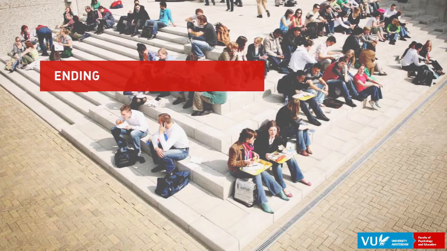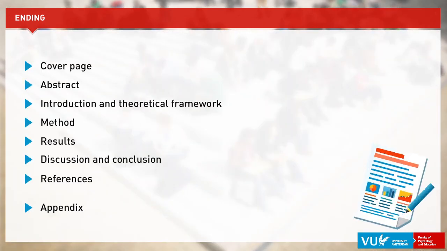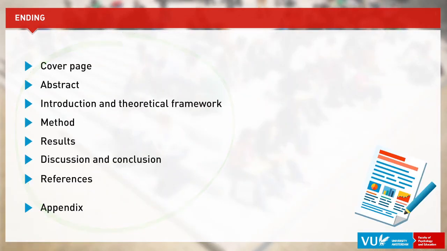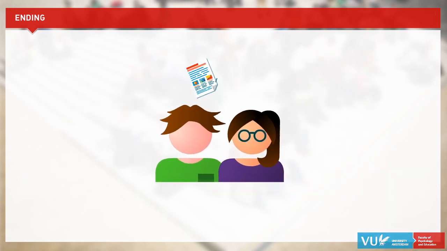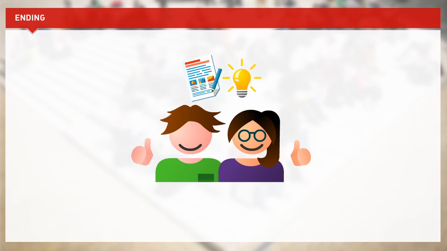Ending. Next to discussing all parts mentioned in this video, you should also show that you have a scientific level of thinking. Keep asking yourself the question, why are things a certain way, and why do you expect certain relationships? Show that you understand what you are writing about and stay critical.